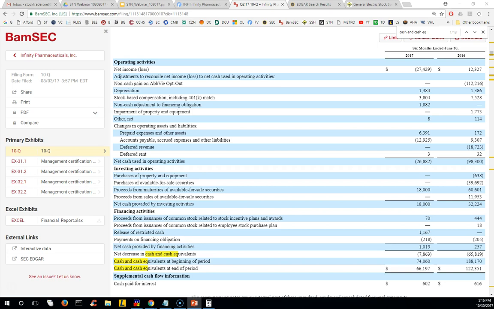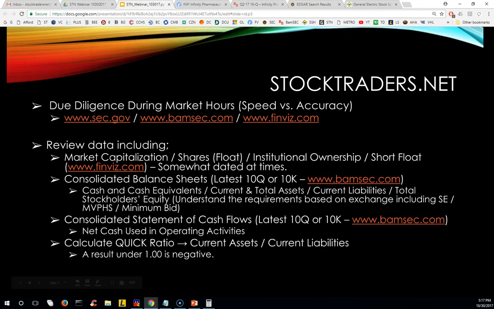Okay, and you'll notice that we also talk about quick ratio. Just go back to my webinar. Quick ratio is a simple mathematical calculation once you have the information. It's current assets divided by current liabilities. This gives you a very quick understanding of whether or not a company can pay all of its outstanding liabilities with the current assets on hand. So normally a result under 1 is considered negative, where a result over 1 or significantly over 1 would be somewhat of a positive for the corporation.